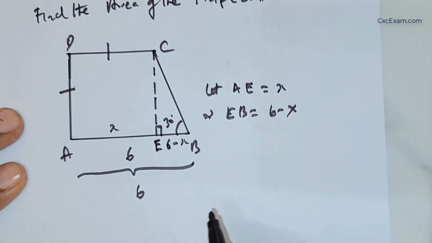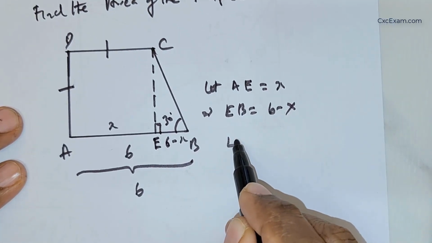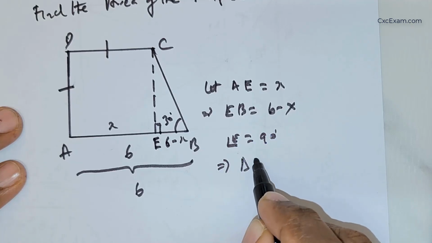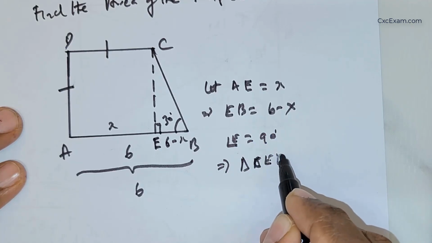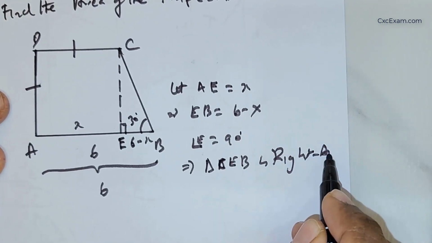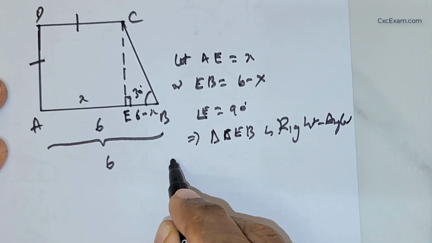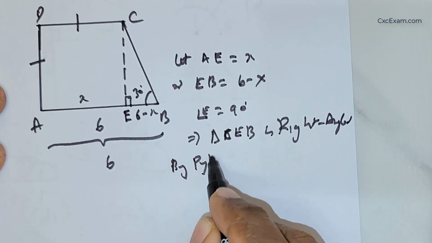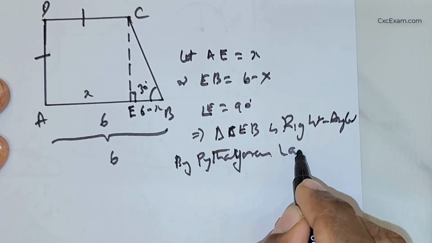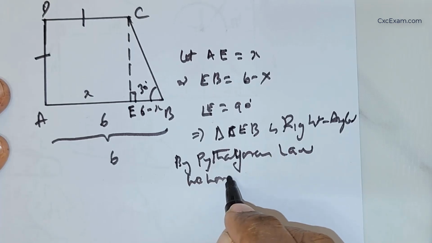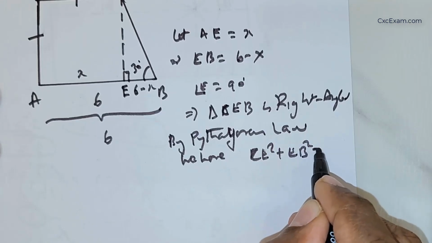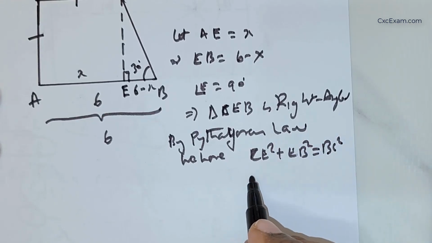Now this is perpendicular, right? So angle E is 90 degrees. So this means triangle CEB is right angled. Okay. So by Pythagoras law, what do we have? We have CE squared plus EB squared is equal to BC squared.